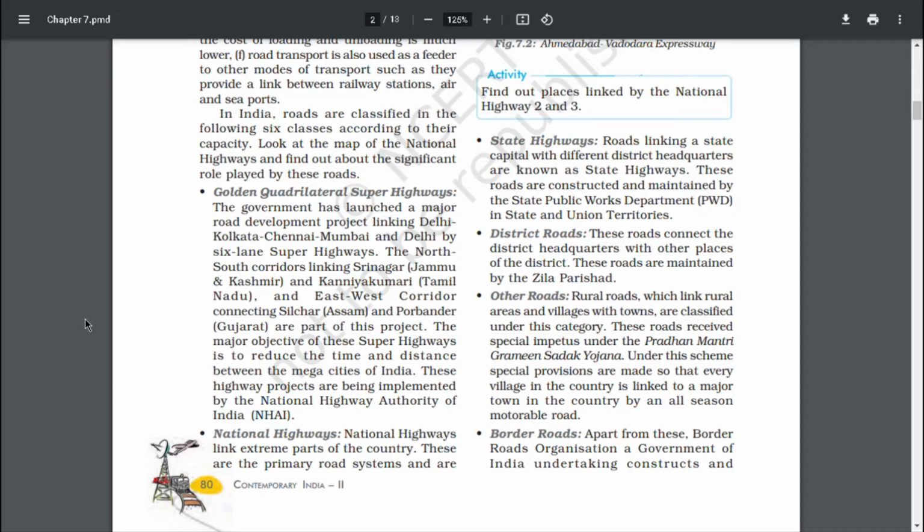The major objective of these superhighways is to reduce the time and distance between the megacities of India. These highway projects are being implemented by the National Highway Authority of India (NHAI).